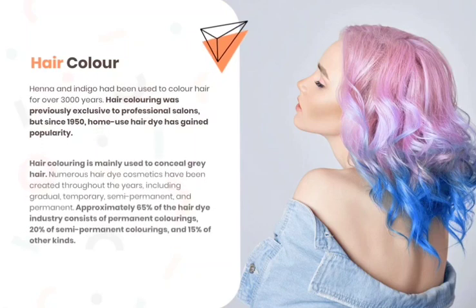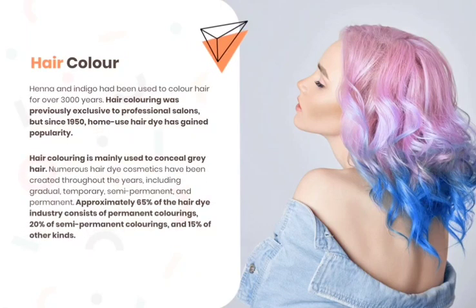Henna and indigo have been used to color hair for over 3,000 years. Hair coloring was previously exclusive to professional salons, but since 1950, home-use hair dye has gained popularity. Hair coloring is mainly used to conceal gray hair.